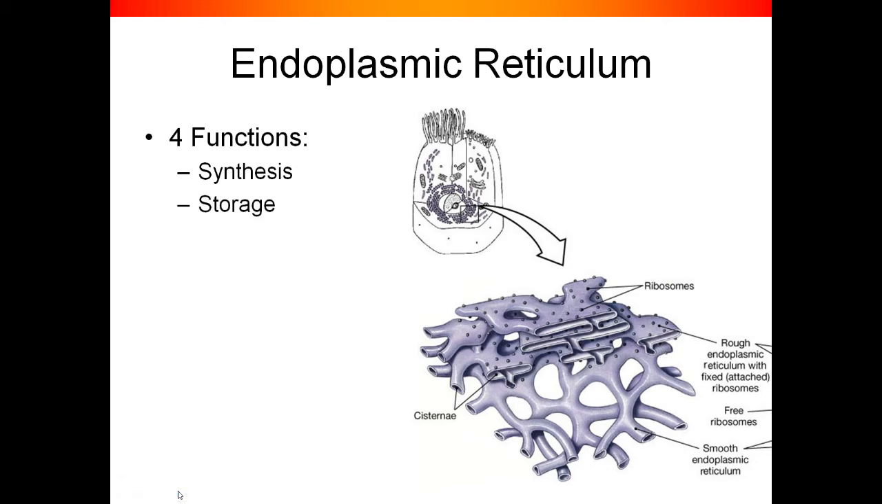The endoplasmic reticulum is also going to function to store things, store molecules that it makes. These cisternae right here, cisterns, you may have heard of a rain cistern before. That cistern will store rainwater. Well, this cistern is going to store the molecules that are made inside the endoplasmic reticulum. In this case, these cisternae will store proteins, and down here, these cisternae are going to store carbohydrates and lipids. Endoplasmic reticulum is also going to function to transport these molecules that are made through the cell.